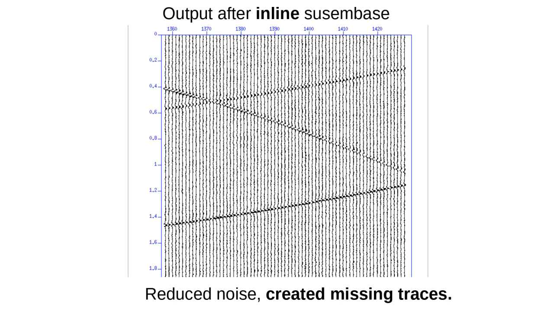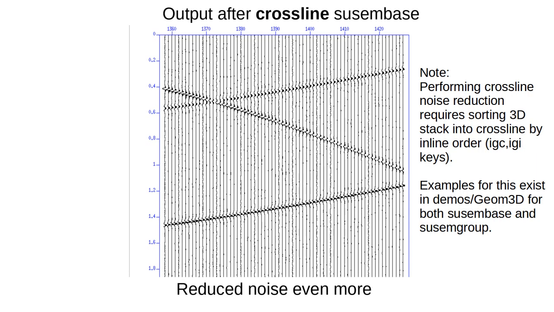A close-up of the output after inline noise reduction. A close-up of the output after inline noise reduction followed by cross-line noise reduction. Performing cross-line noise reduction requires sorting to cross-line by inline. For this display, I then resorted back to the original inline by cross-line order.